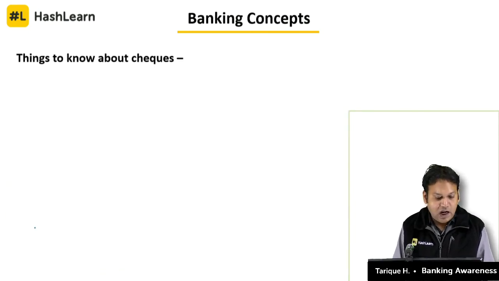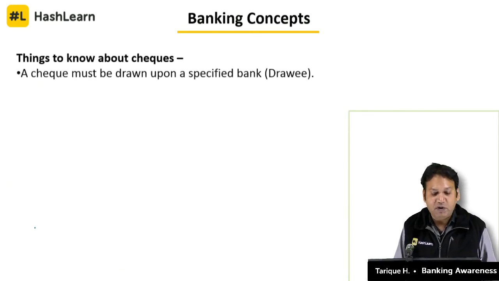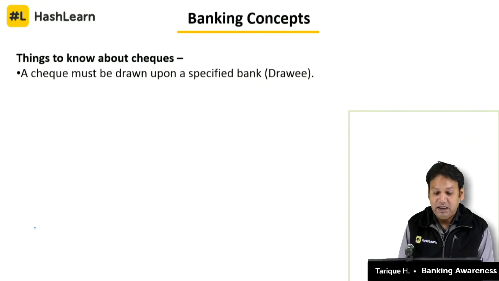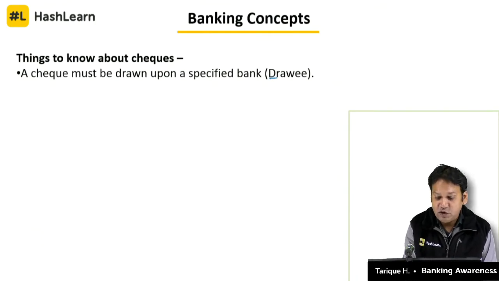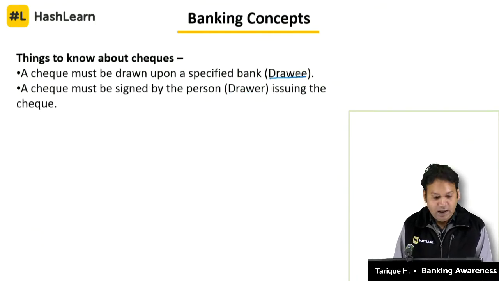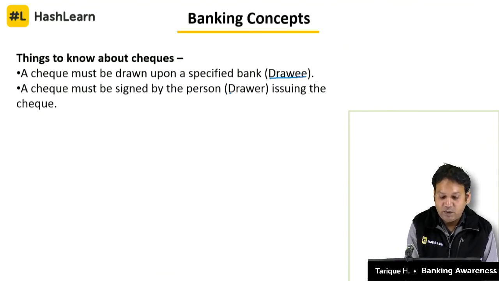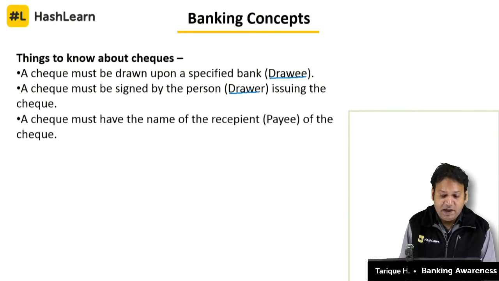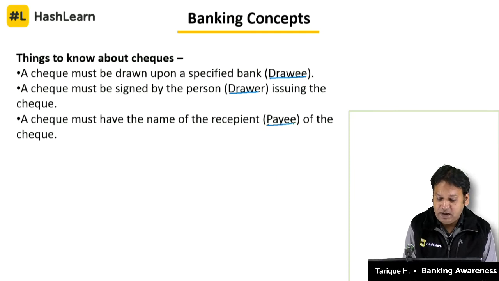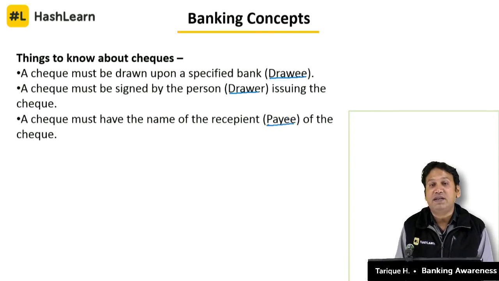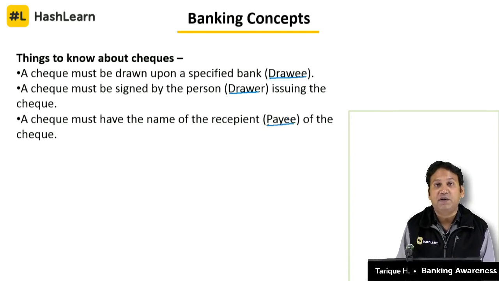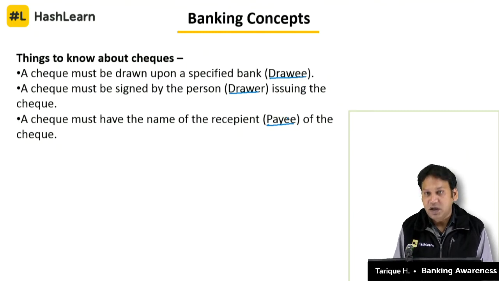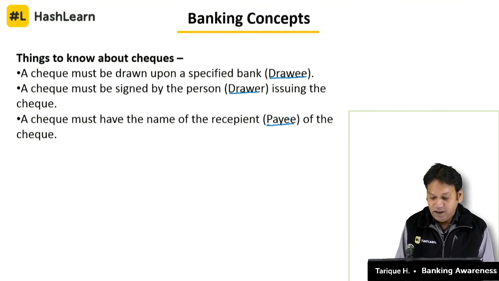Now, let us understand the things to know about checks. A check must be drawn upon a specified bank. That bank from which the check is drawn is called the drawee, and a check must be signed by the person issuing the check. The one who is issuing the check is called the drawer or the payer. A check must have the name of the recipient, the payee of the check. Who is going to receive the check? The amount is going to be transferred to which person or to what account? Name of the account holder, the payee.